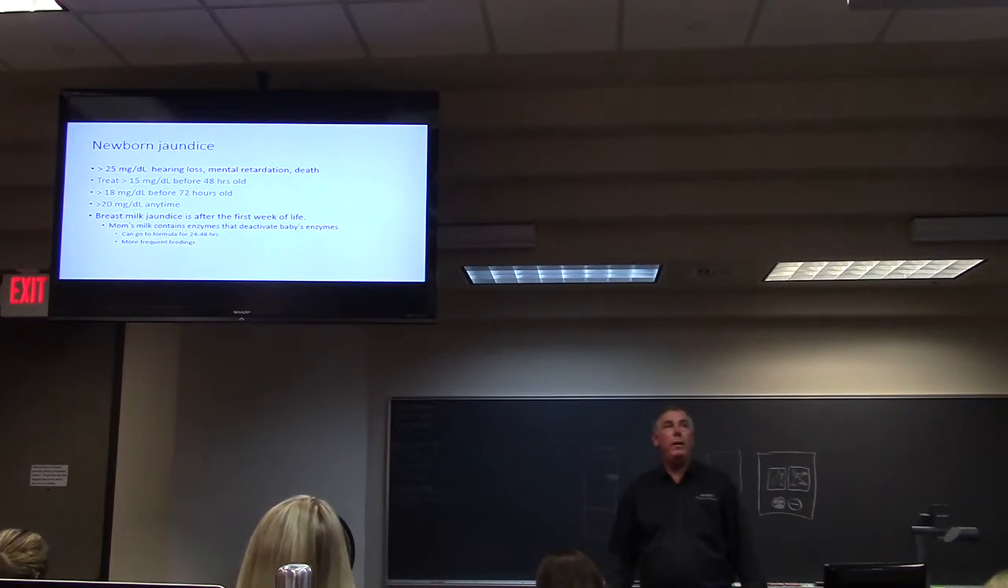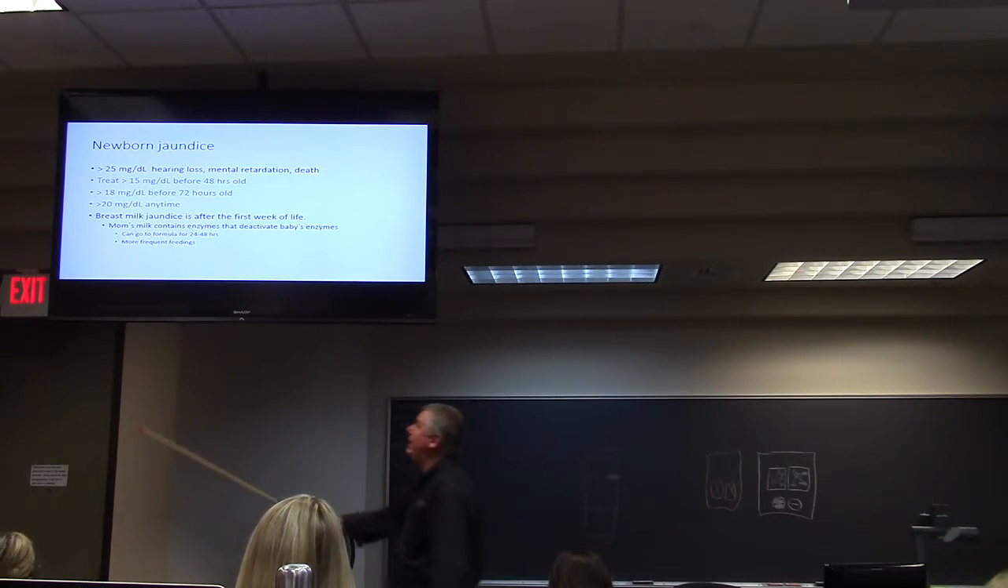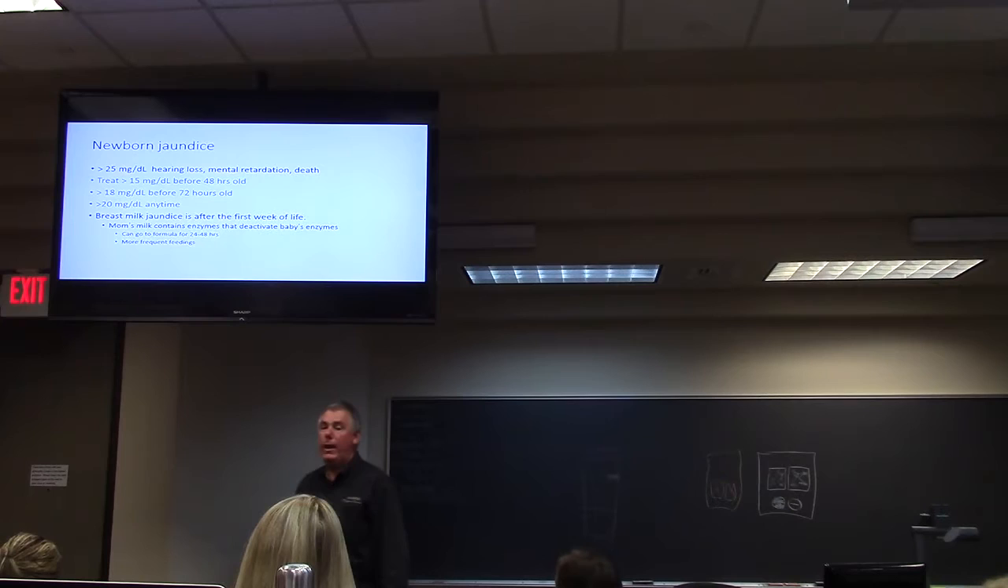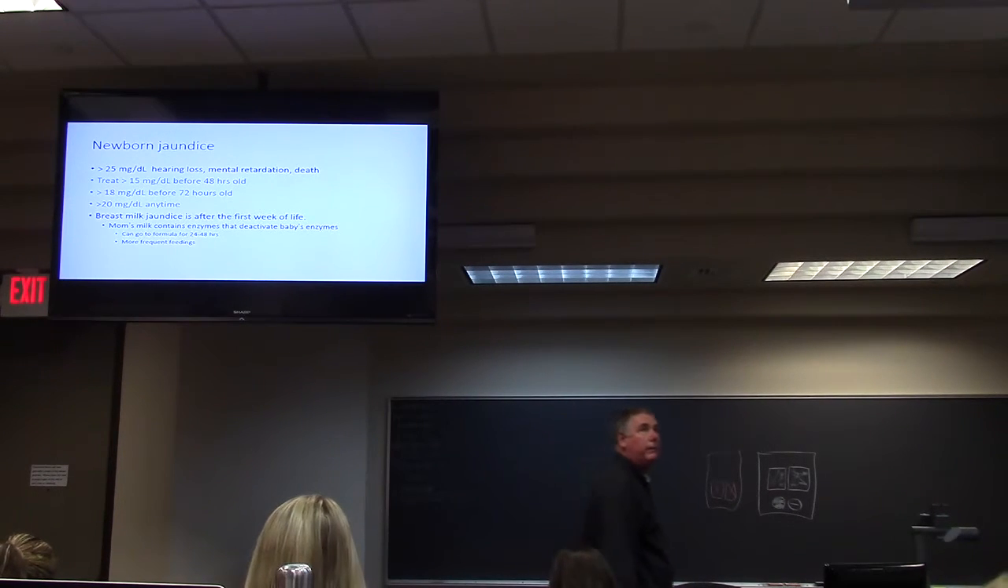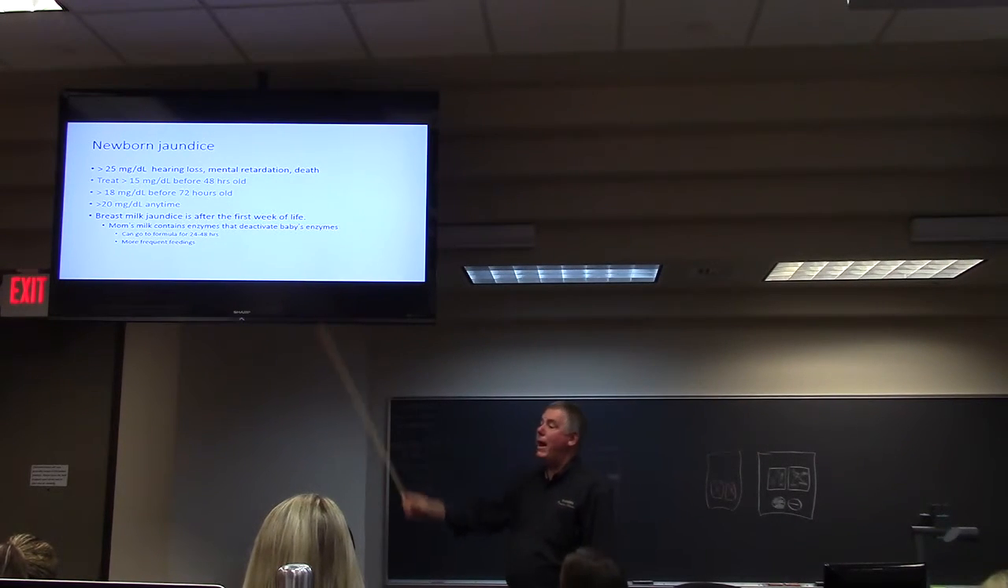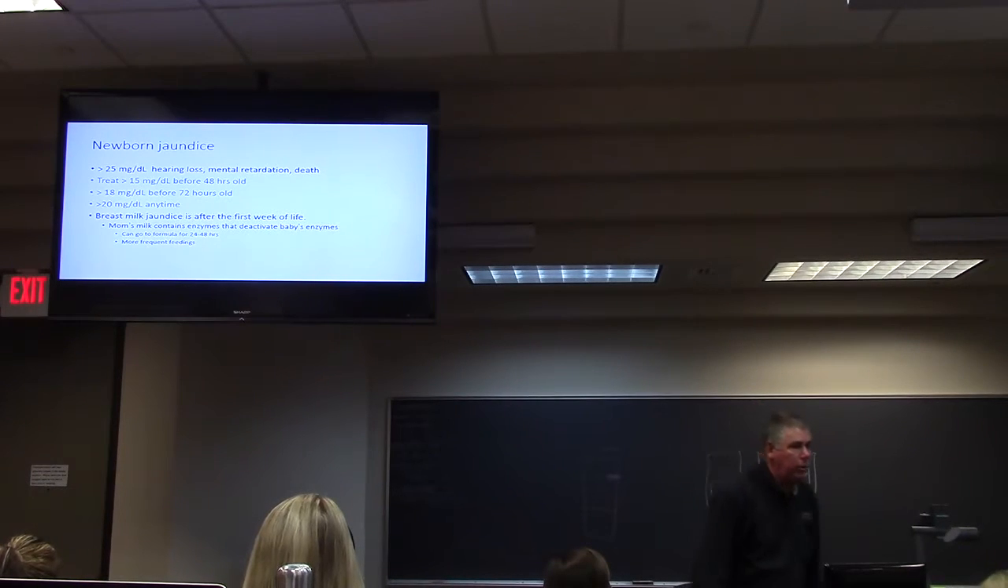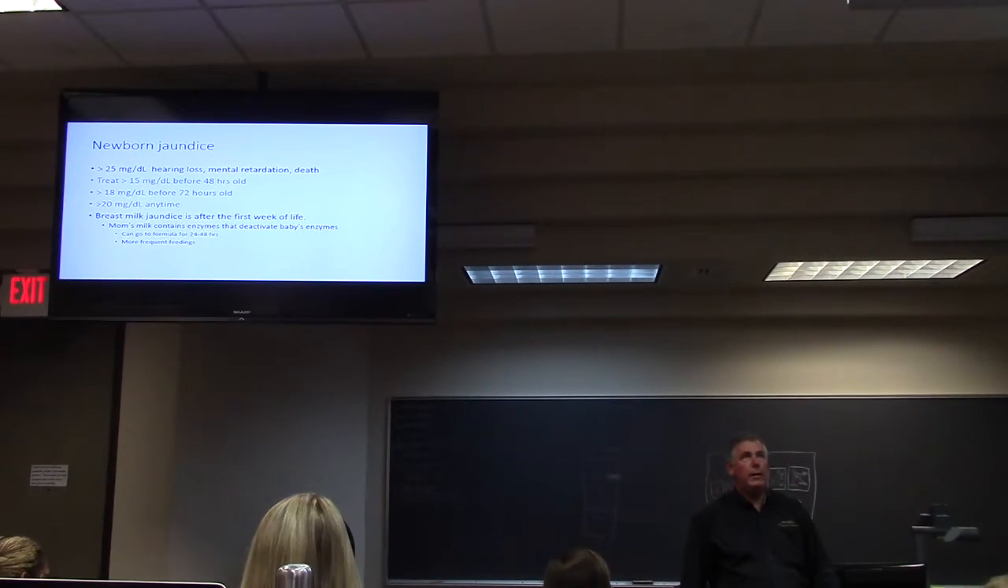If their bilirubin exceeds 20 milligrams per deciliter, that's pretty much a medical emergency. If it gets up around 25, it can produce long-term complications, including delayed development. It says mental retardation, but that's not a politically correct phrase, but you understand what I mean.